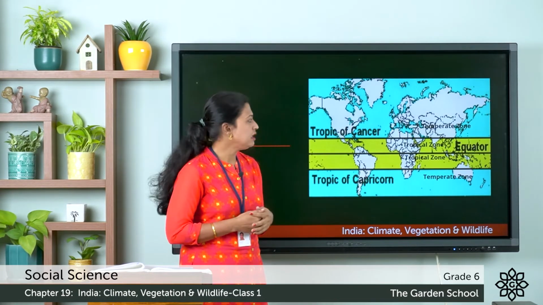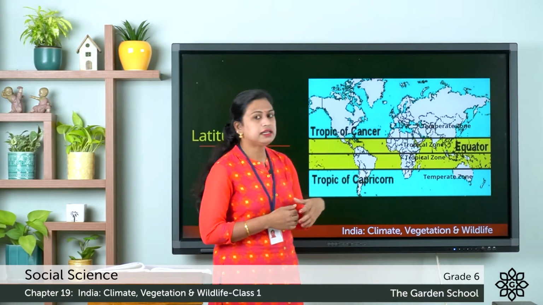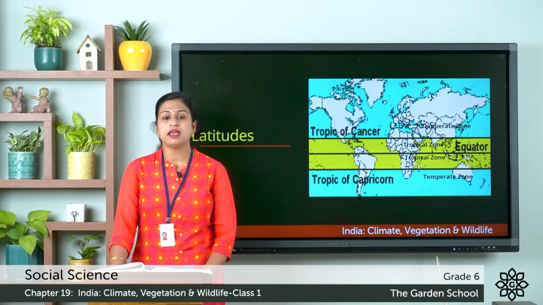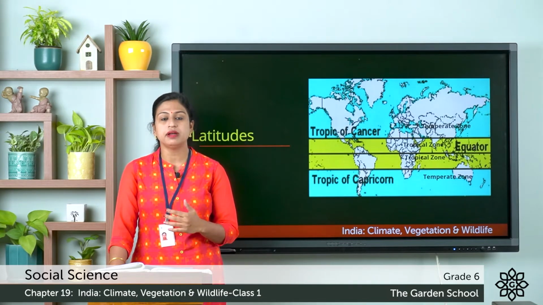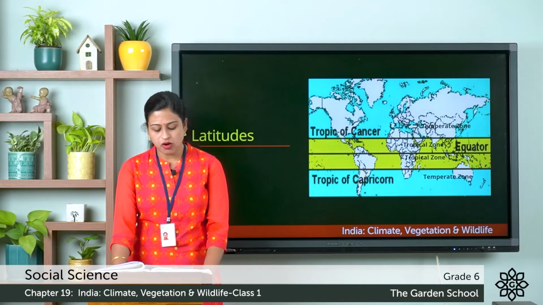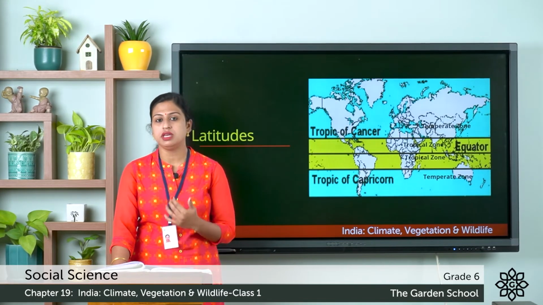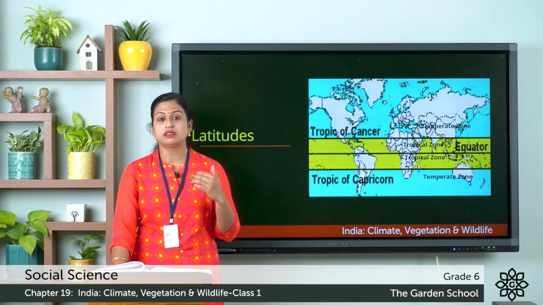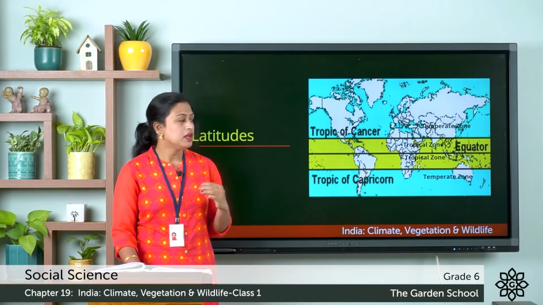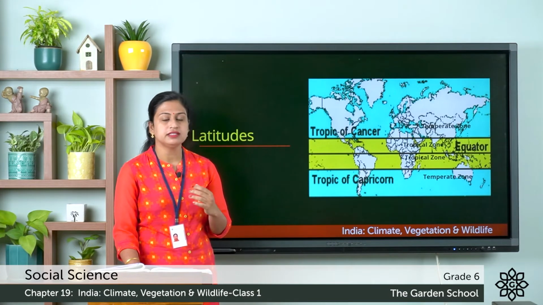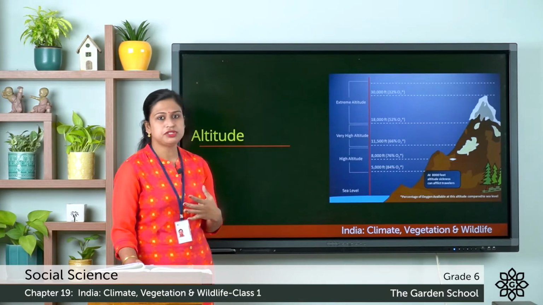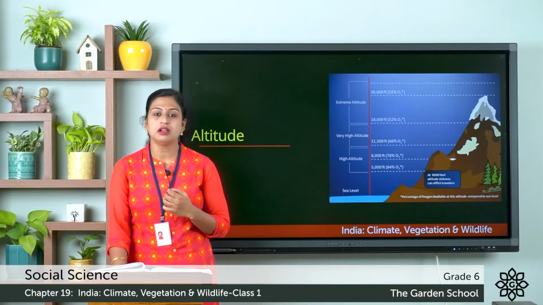And here you can see the northern part of India lies in the temperate zone and it has extreme climate, that is very hot in summer and very cold in winters. Whereas the tropical part of peninsular India, which is near to the equator, has warm and tropical climate, that is with no distinct winter. So this was about the first factor, that is latitude. Now, the second factor is altitude. So, what do you understand by altitude?